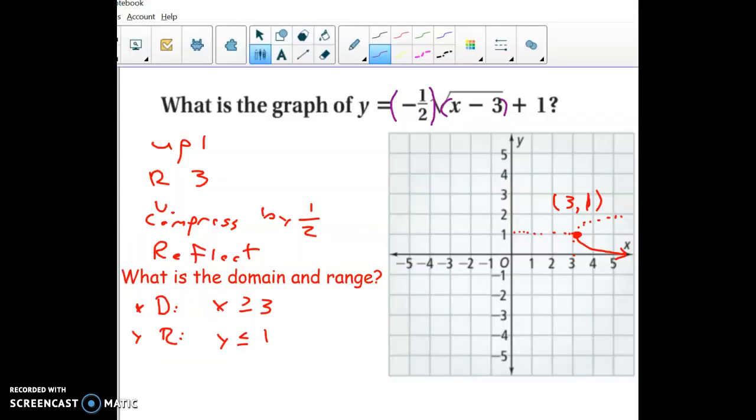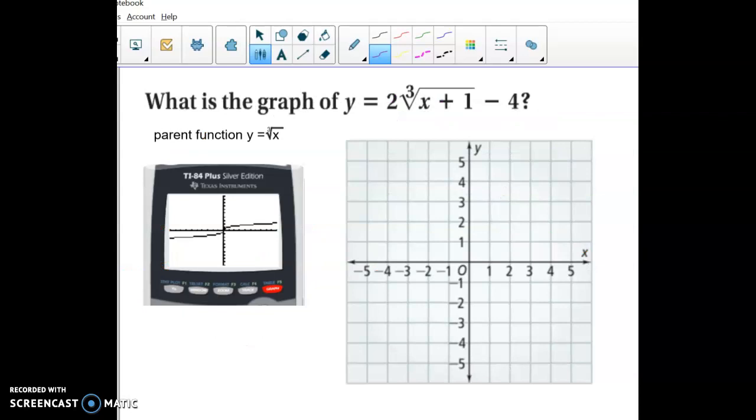All right, so let's try a cube root one, right? So I put the parent back here, and again, you can do it either way. Graphing on the calculator or transformations will actually be faster. Pause the video, give it a shot.